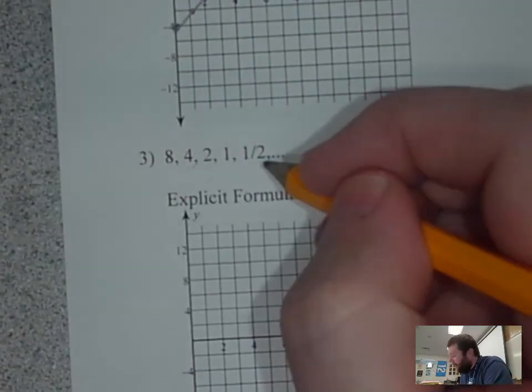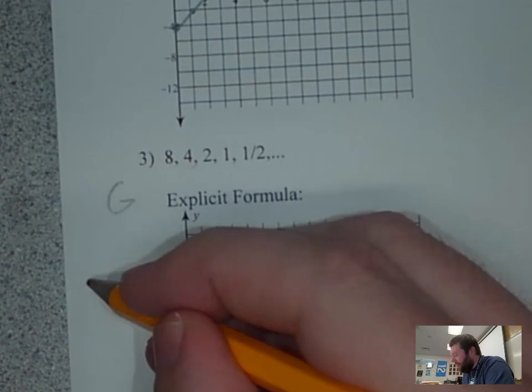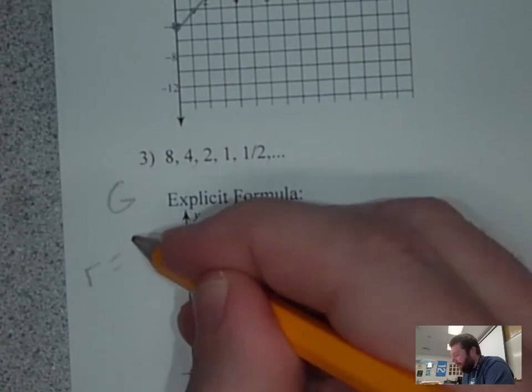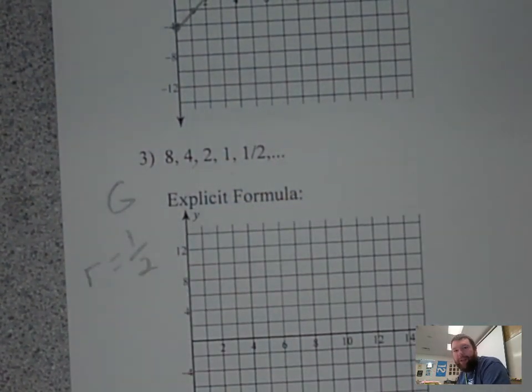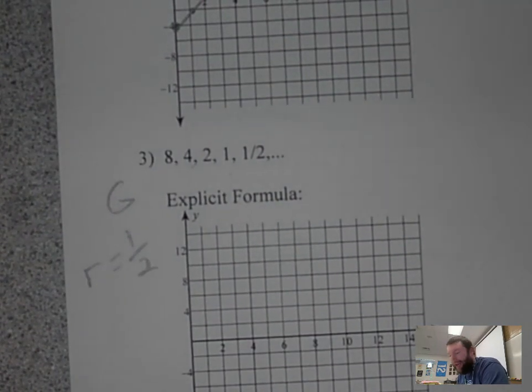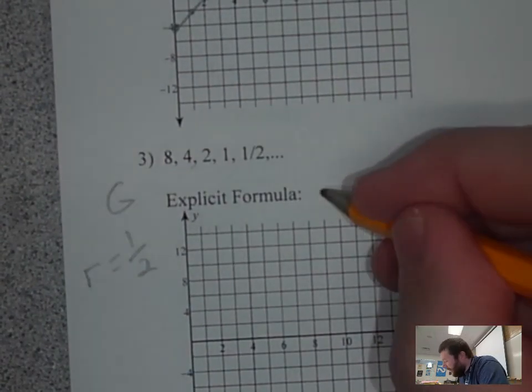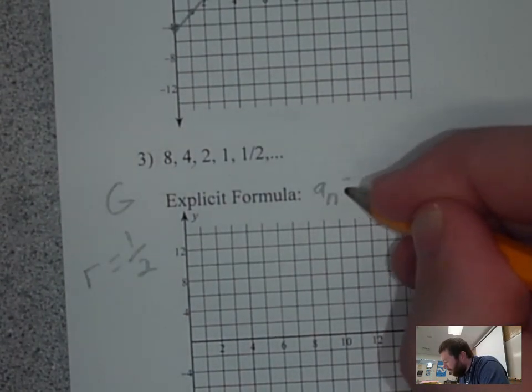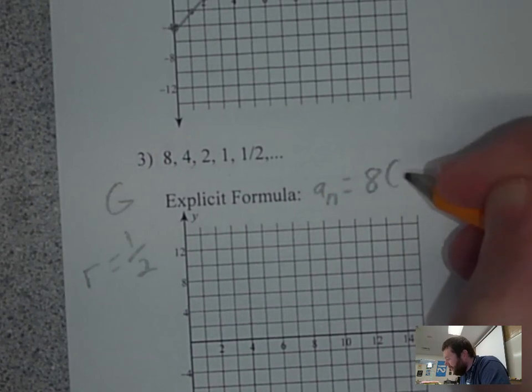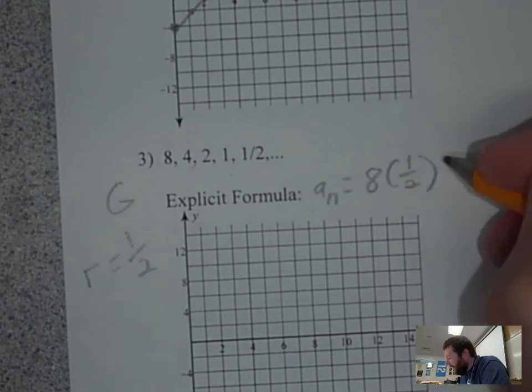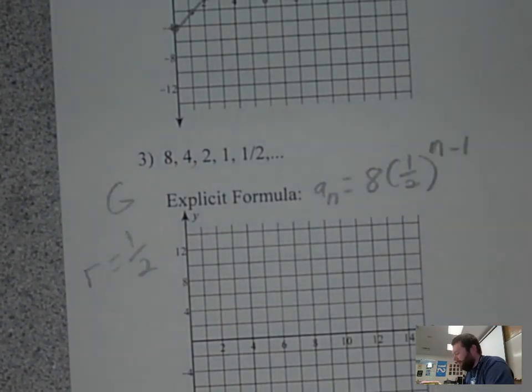Since it's a geometric sequence, all I really need to find is the ratio, which was 1 over 2. It's just dividing by 2 or multiplying by 1/2. The first term is pretty obvious. It's 8. So to write the geometric formula, it would be a sub n is equal to 8 times the ratio, so 1/2, to the n minus 1 power.